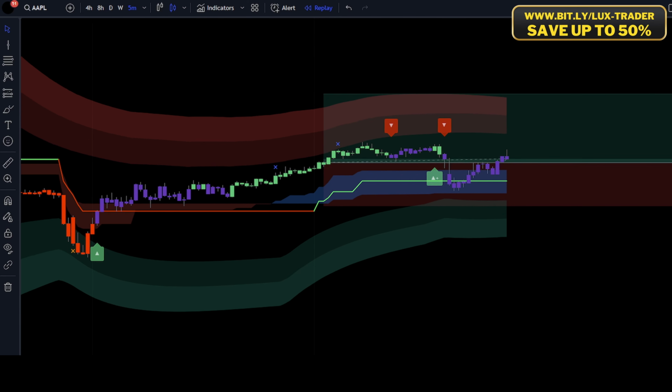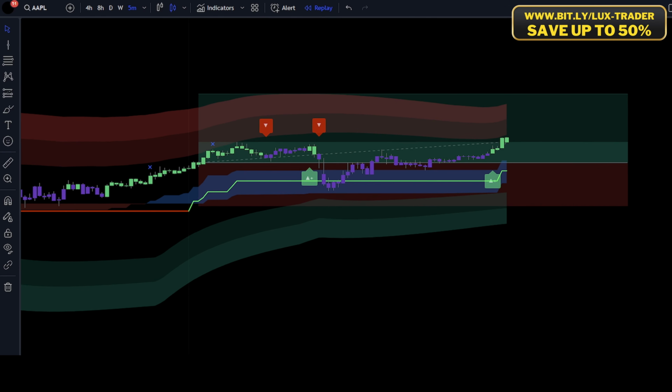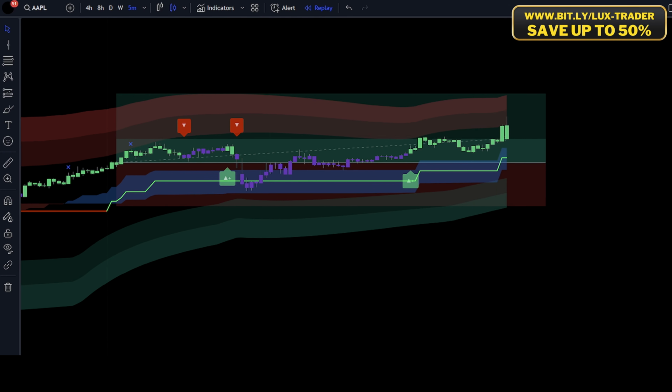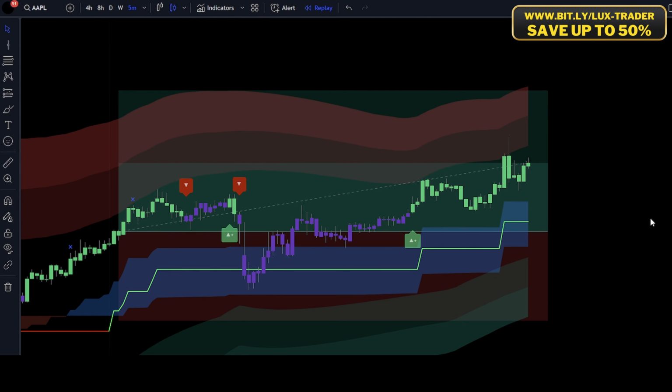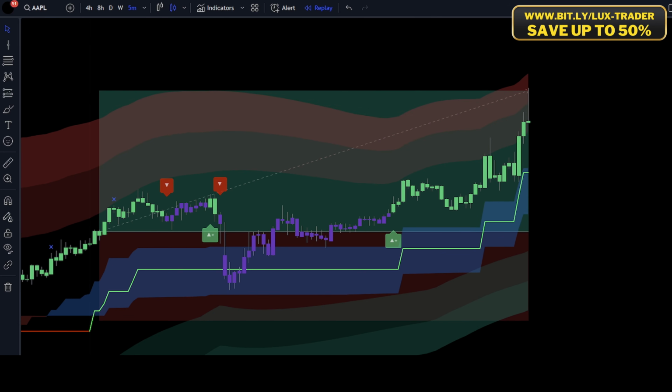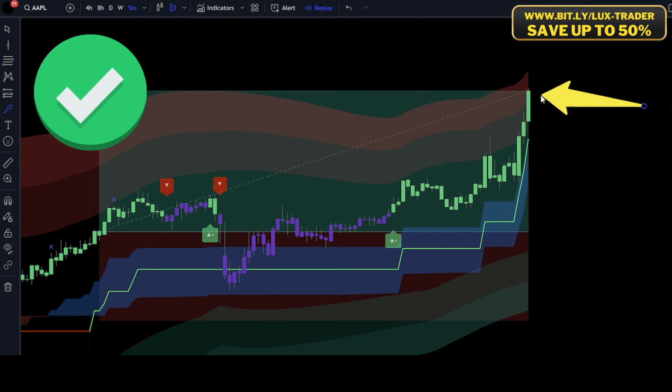Set your stop loss based on the trend catcher, the Neo Cloud, or the most recent swing low, depending on your asset and risk management strategy. For taking profit, wait for the price to reach the midpoint of the red reversal zone.